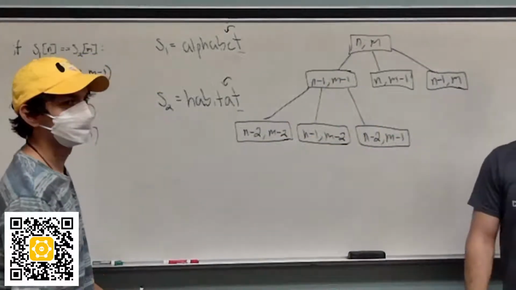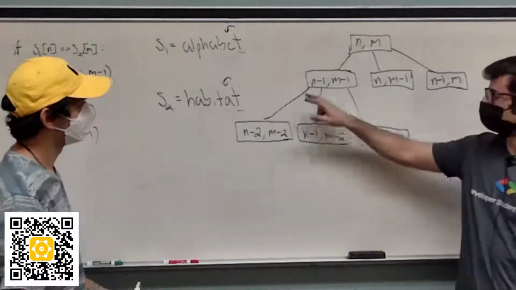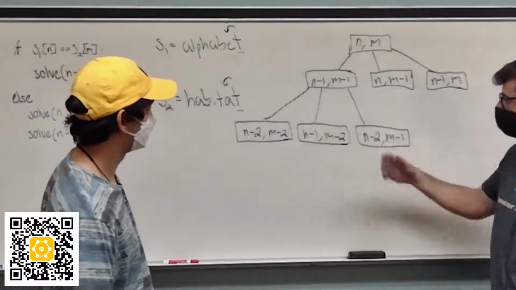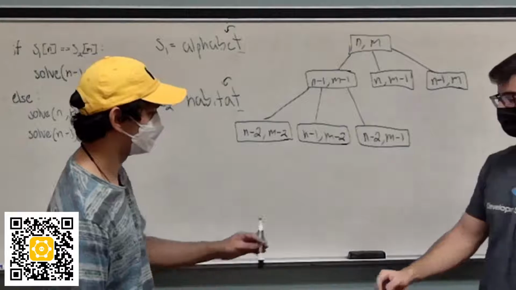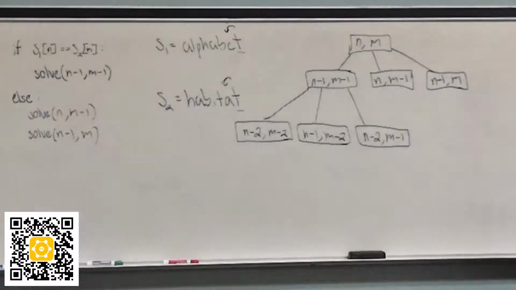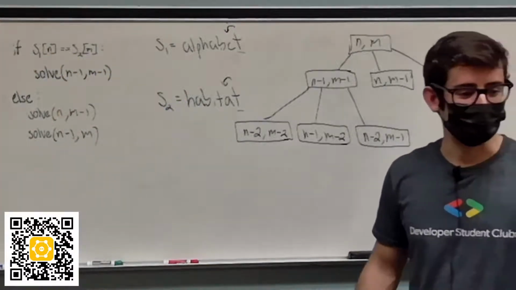Yeah, that makes sense. It's exactly n minus 1 minus 1, and then m minus 1 minus 1. Yeah, that makes sense. Thank you. Of course. David, you're next.